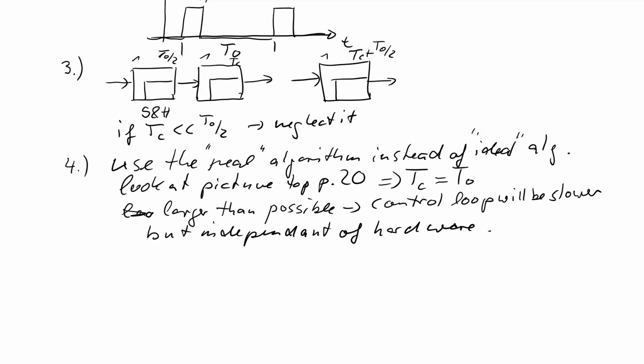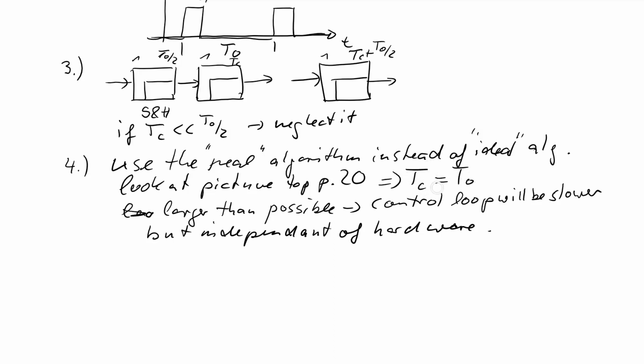That's a disadvantage, but independent of hardware. You are independent of hardware, and you can start your controller design before the hardware is developed or measured. The only thing, of course, is that your calculation time should not be larger than the sampling time, otherwise the system doesn't work. But if it is smaller, set TC to the sampling time.